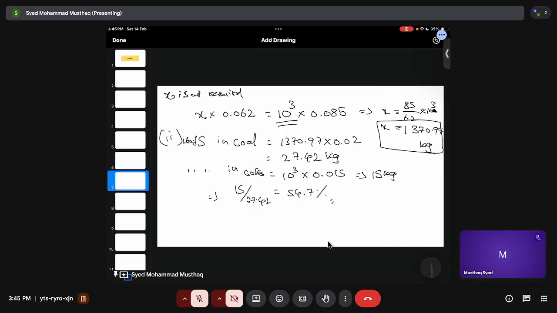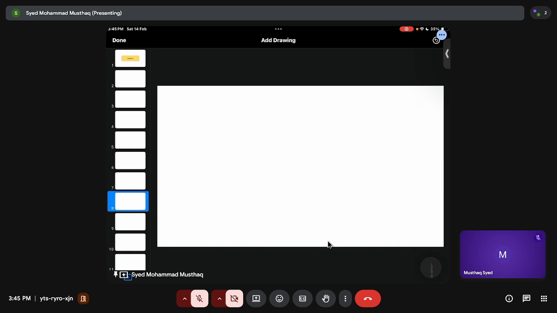So now, last time we discussed the Dulong formula, but we don't know how we got it, right? There was no derivation explained, so we will do that here. Right, so let's do it. Let's first talk about GCV, or gross calorific value, right?